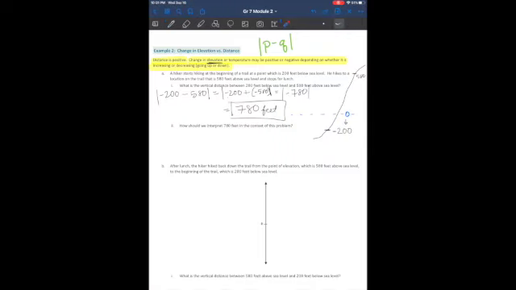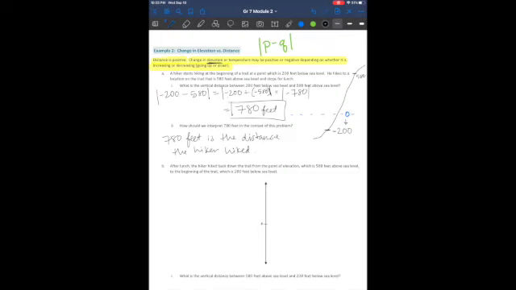Okay, how should we interpret 780 feet in the context of this problem? Well, the problem was talking about a hiker who hiked from the beginning of the trail down here to the end of the trail up here. So we can say that 780 feet is the distance the hiker hiked. Or something else like that. Like the hiker hiked 780 feet from the beginning point to the end point. Or he hiked from below sea level up 780 feet above sea level, or something like that.